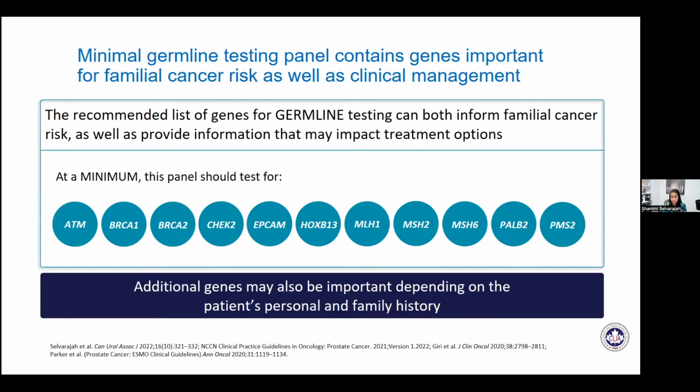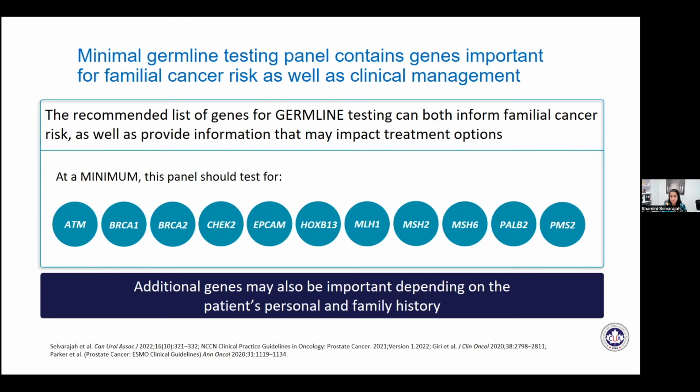One thing I do want to point out is while this is a minimum panel, very often across Canada in various labs, the germline testing group of genes is usually much larger. This is because sometimes when you're looking at a patient's family history, they might have some cancers that are not just prostate, pancreatic, breast, ovarian. There might be a couple of individuals in the family who had melanoma, in which case you would also add those genes. So this is a minimum group of genes that are recommended in guidelines, but very often there are more genes that are tested.